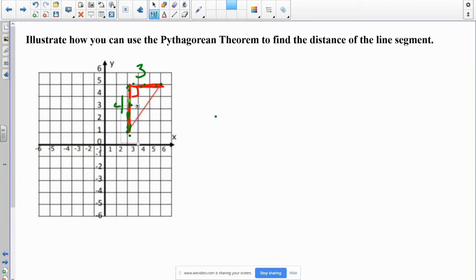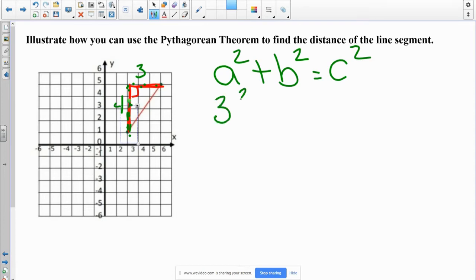Okay, so we can apply the Pythagorean theorem. A squared plus B squared equals C squared. I know that my 2 leg lengths are my A and B. So I'm going to go 3 squared plus 4 squared equals the unknown square, which is the C, the hypotenuse we're looking for. 3 squared is 9. 4 squared is 16.